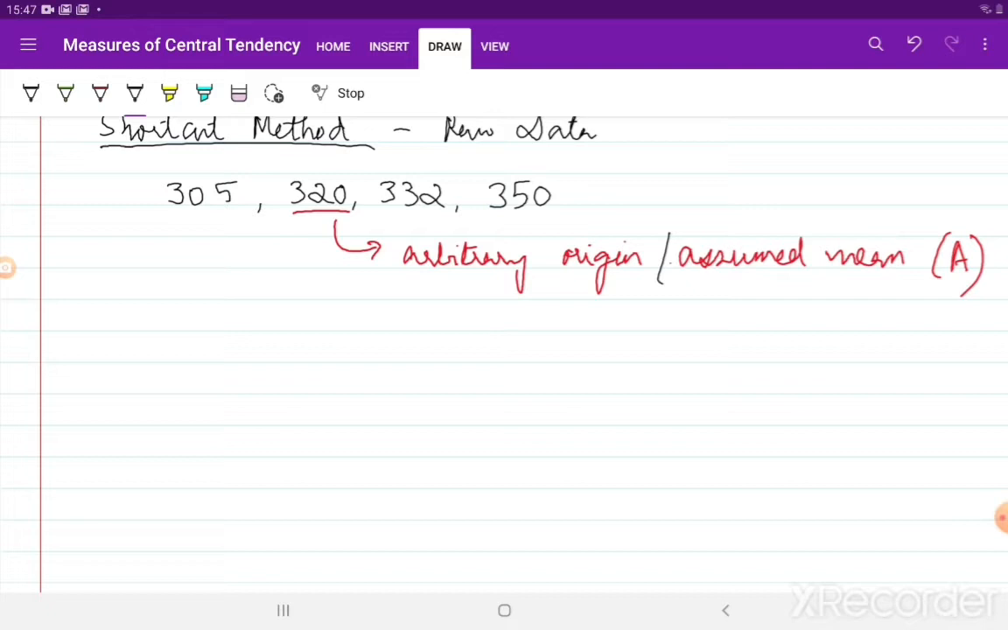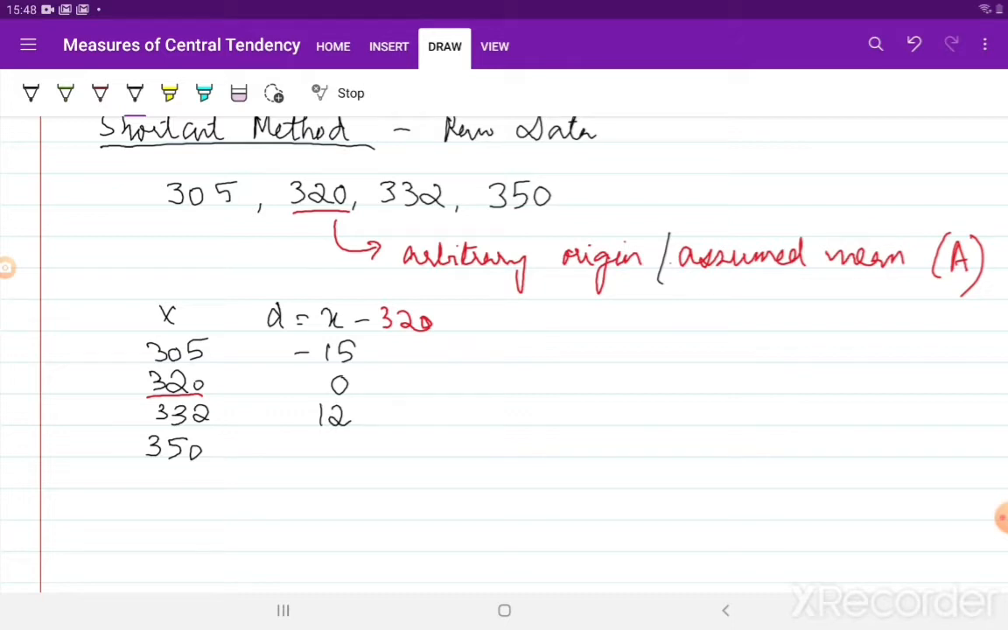So here's how you go about. Your numbers or your x values are big numbers, 305, 320, 332 and 350. So you can find D, which is distance of x from the assumed mean 320. So x minus 320. So 305 minus 320 is minus 15. 320 minus 320 is 0. 332 minus 320 is 12. And 350 minus 320 is 30.